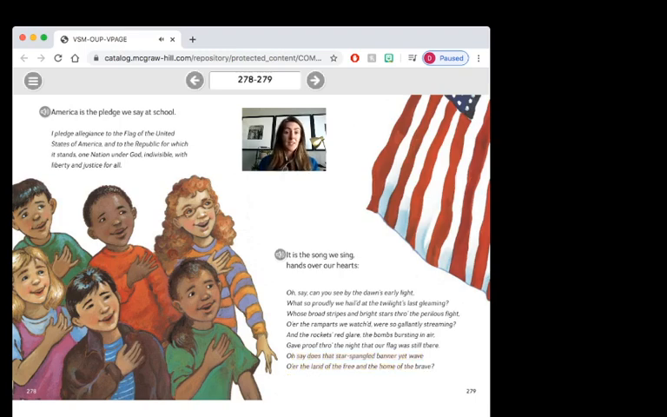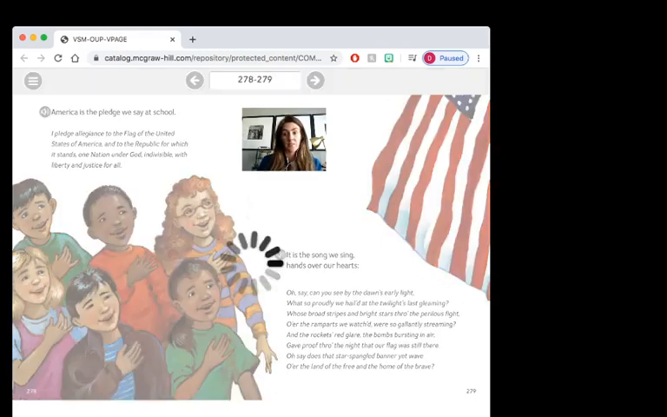Very good. And it kind of sounds different to hear that song said rather than sung, because we're used to hearing it sung, but it's interesting to read it in a different way. So they're also saying America is this song that we sing and all the details about it that are in that song.